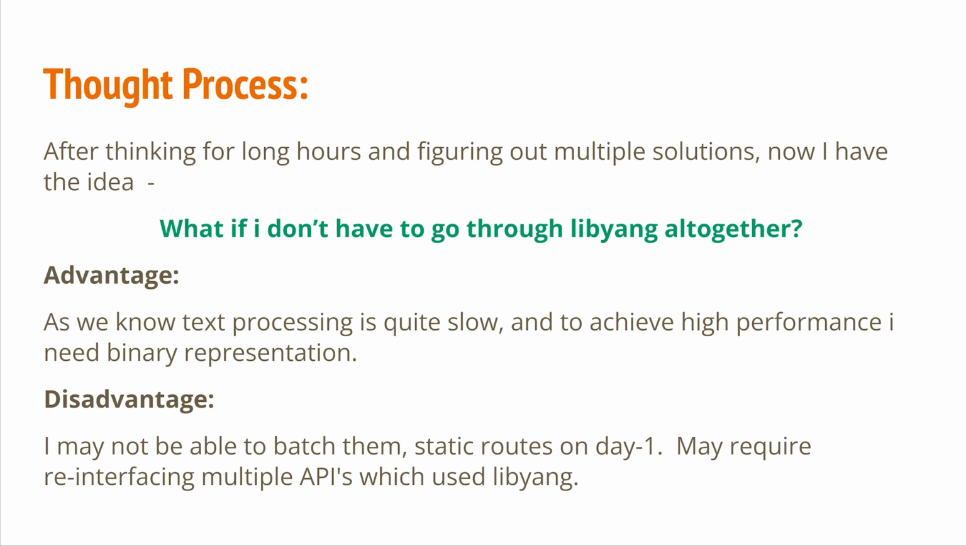So at that instant, I decided that we need to transfer the information of all the static routes in a binary format, so that I can mix and match and then derive what libyang used to do. There might be some disadvantages, like I may have to re-interface multiple APIs which were earlier using libyang, and I may not get all the benefits that libyang provided. But I needed a use case where I need to handle 100K routes, and I don't need all the features that libyang is providing. That is where I decided we need to shortcut the libyang calls.